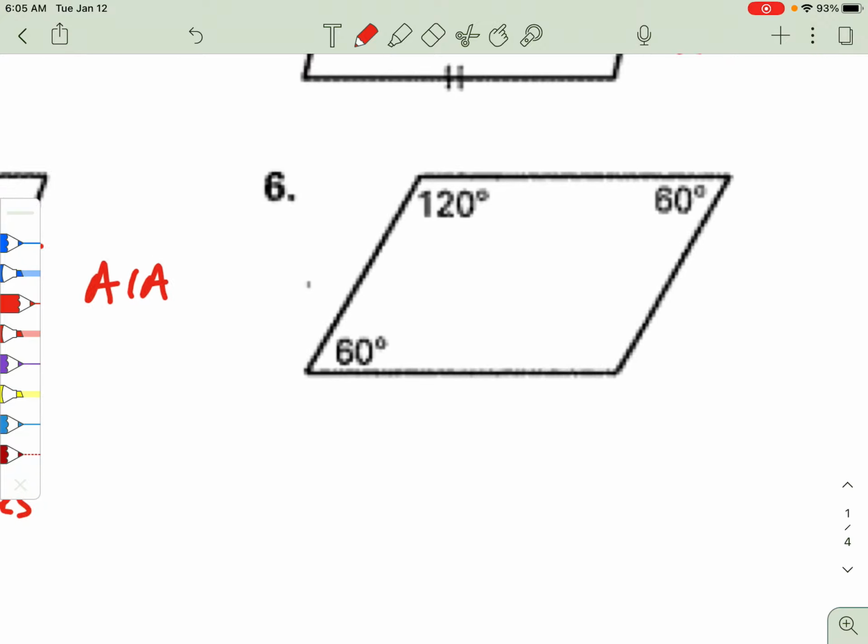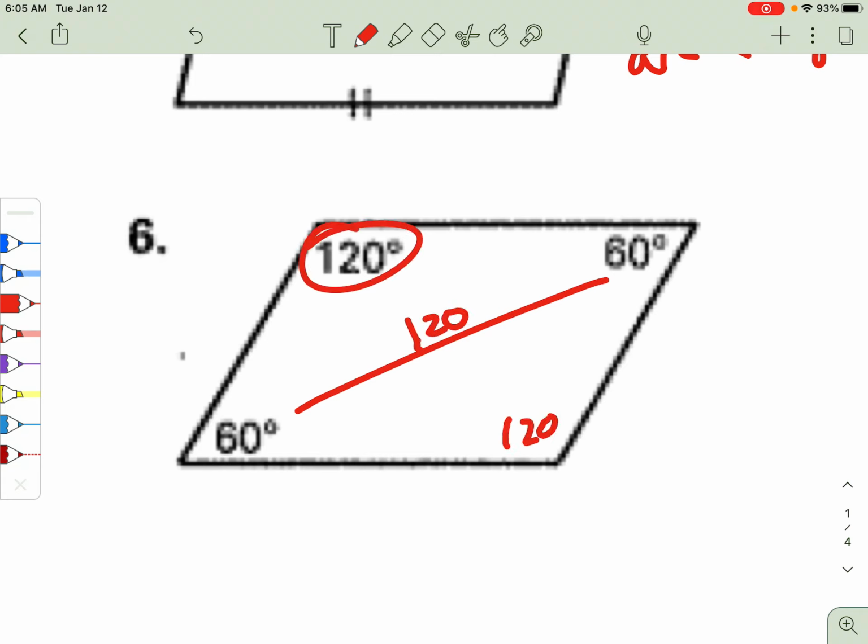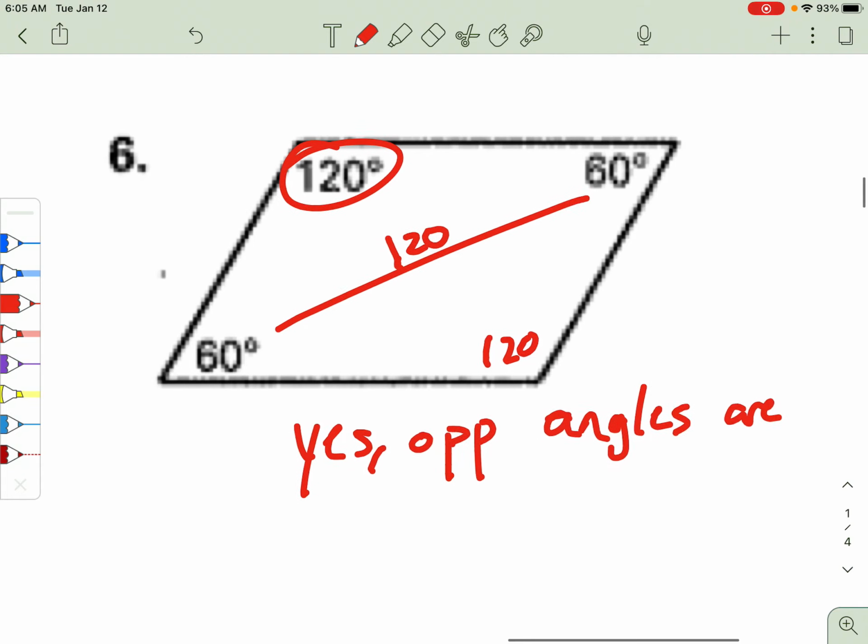Okay, and then last one here. In a quadrilateral, it has to add up to 360 degrees. So this is 120. This is 120, which means this has to be 120, which means, yes, the opposite angles are congruent. So this is also a parallelogram.